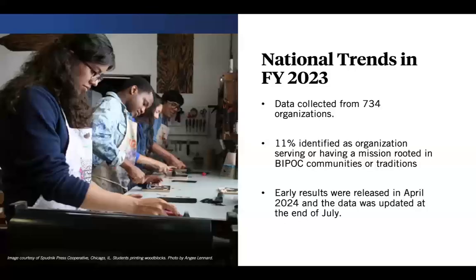Now, these 734 organizations represented varying budget sizes, geographic locations, and artistic disciplines. Of these, 11%, or 81 organizations, identified as serving or having a mission rooted in a traditionally underserved Black, Indigenous, or other communities of color. We published the early analysis in April of 2024, and then we returned to that data to continue to look at trends in July. Looking at the data, we found some interesting trends on the lingering effects of the pandemic and its impact on funding, staffing, and working capital.